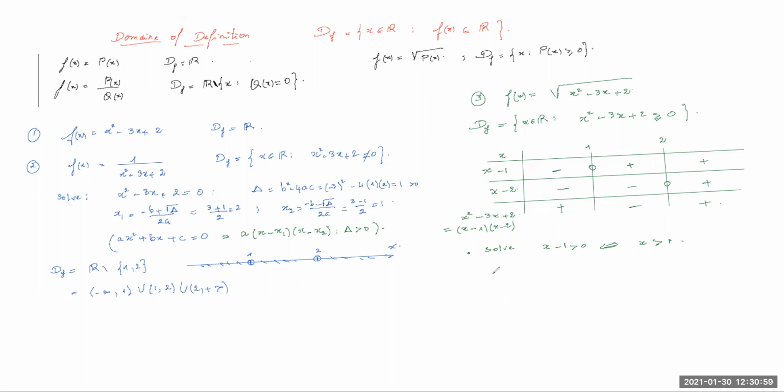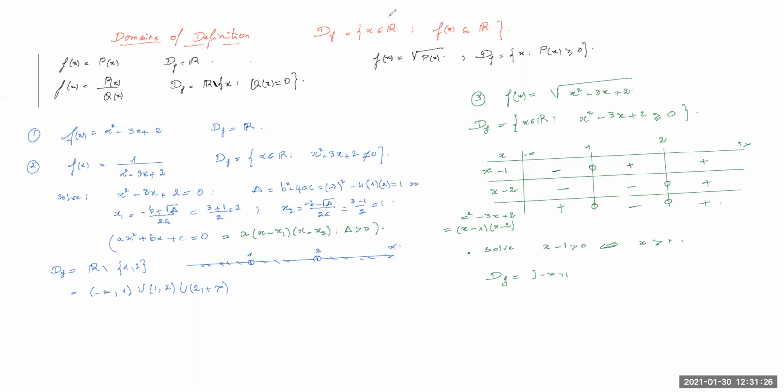Okay, and my domain now, I can read it. I want the x's that give me the product, or the expression, positive or equal to 0, so here it's 0. If one of the factors is 0, then the product is 0. So I can read that my x's are taking values from minus infinity to 1.